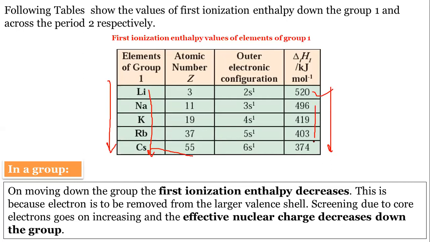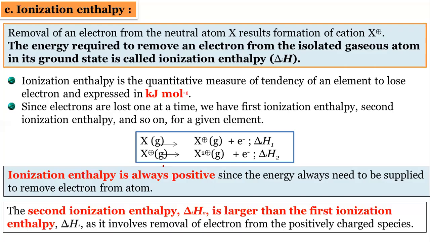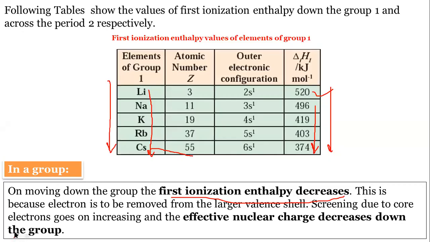See, the values are decreasing from top to bottom because electrons go away from the nucleus and can be easily removed. So in a group, first ionization energy values decrease, but the second ionization energy values will increase because in the second ionization energy, we have to remove the electron from the positively charged cation. I am talking about the second ionization energy.